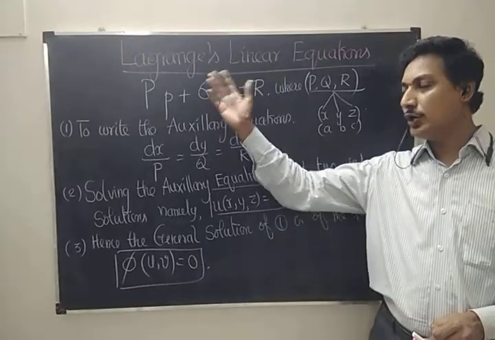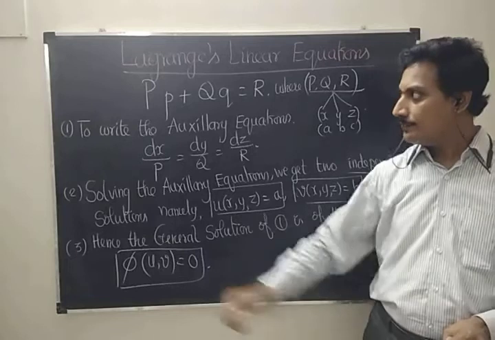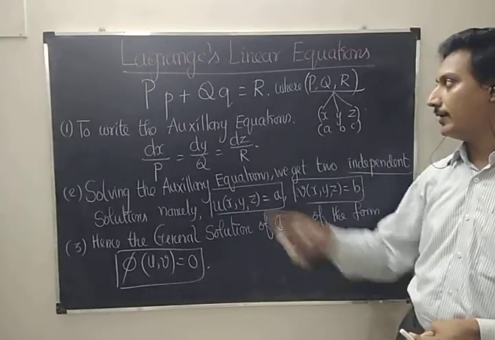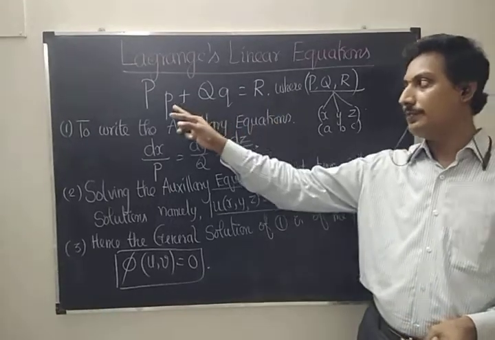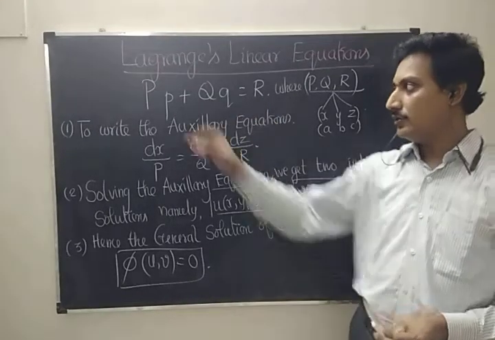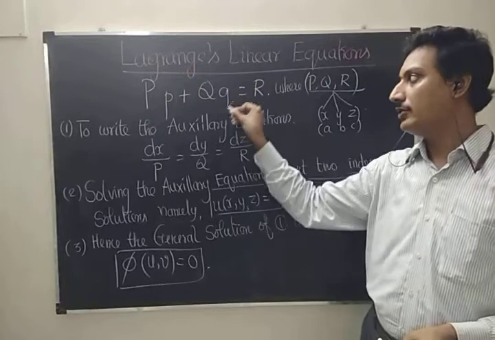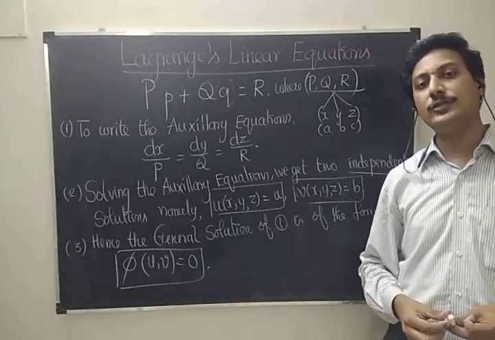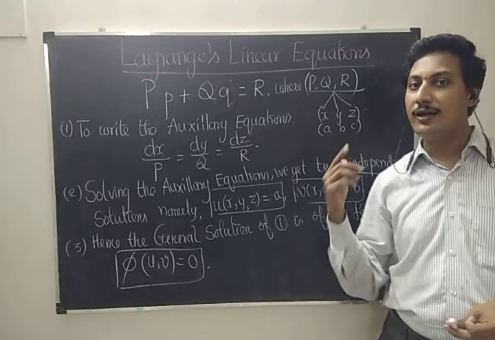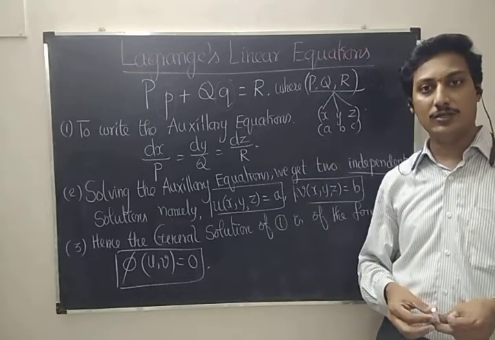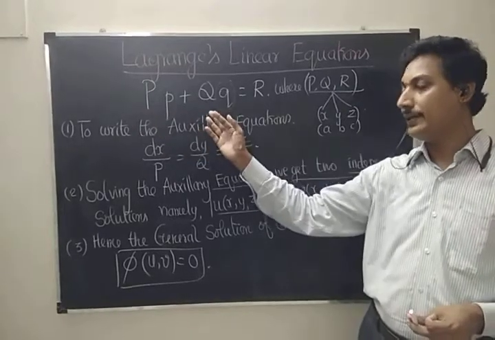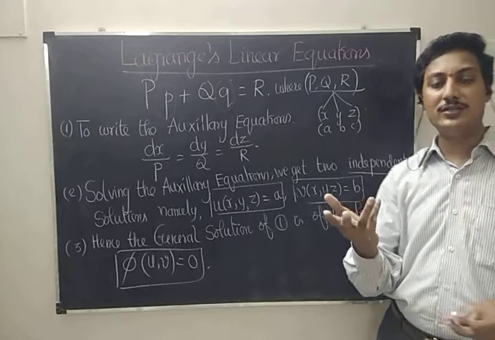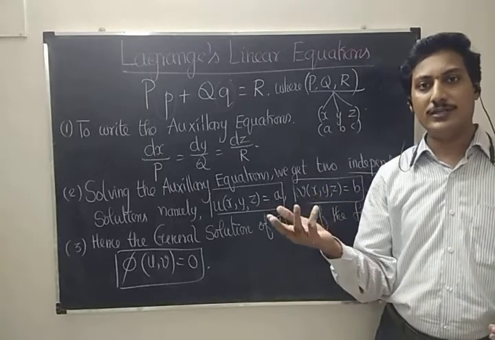Let us say that the format is capital P into small p plus capital Q into small q is equal to capital R. Small p and small q are the first order partial derivatives, namely dou z by dou x and dou z by dou y. That's why this comes under first order partial differential equations. Capital P, Q, R may be functions of x, y, z or maybe constants.